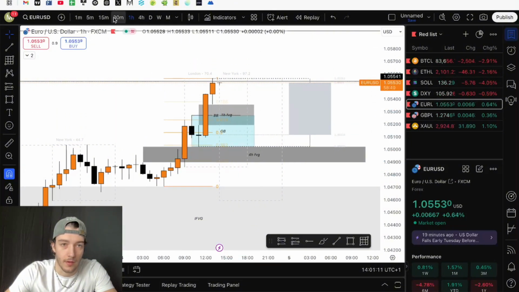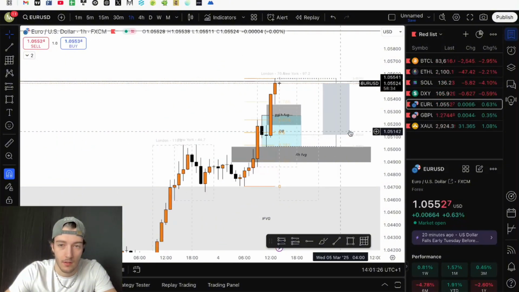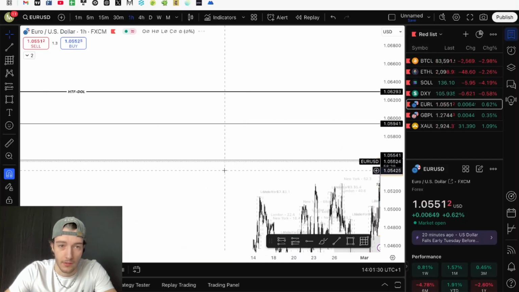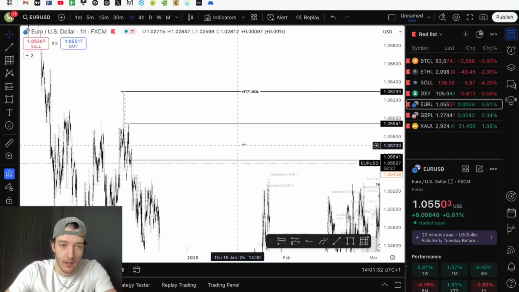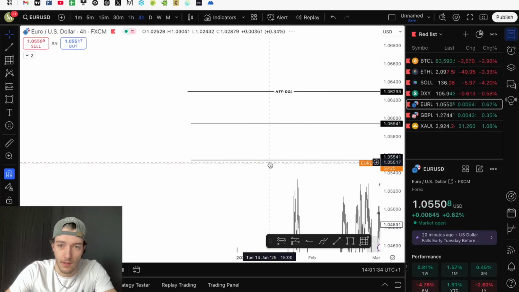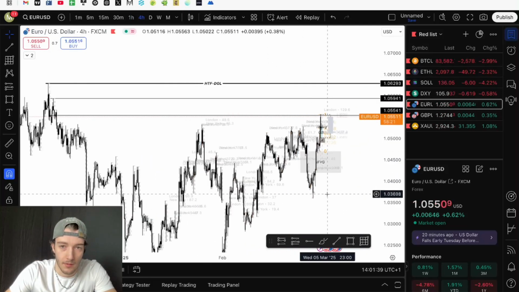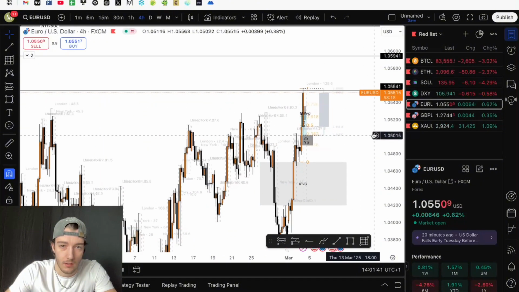right below this 1 hour fair gap. I can easily imagine that we're gonna now, since New York just opened, we're gonna come back down into this 1 hour gap, maybe even tap into this order block, this breaker, and then move higher. I don't necessarily think that we're gonna come back into this discount array, and we're just gonna move higher, targeting these highs here. And yeah, could it easily happen? Yes, can easily imagine that.